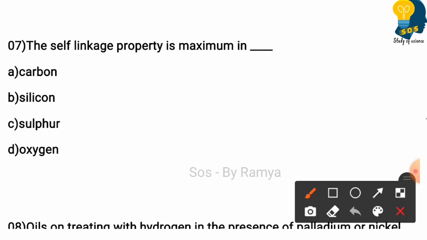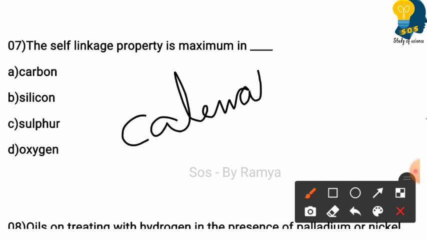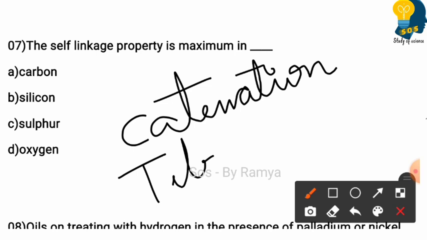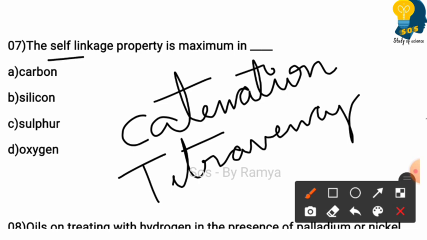And the next question is, the self linkage property is maximum in. What is meant by self linking property? You all remember carbon has special properties. When I was teaching the lessons, I told you carbon has a special property. One such property is catenation, and one more property is tetravalency. So here they're asking about the self-linking property. That is called catenation.